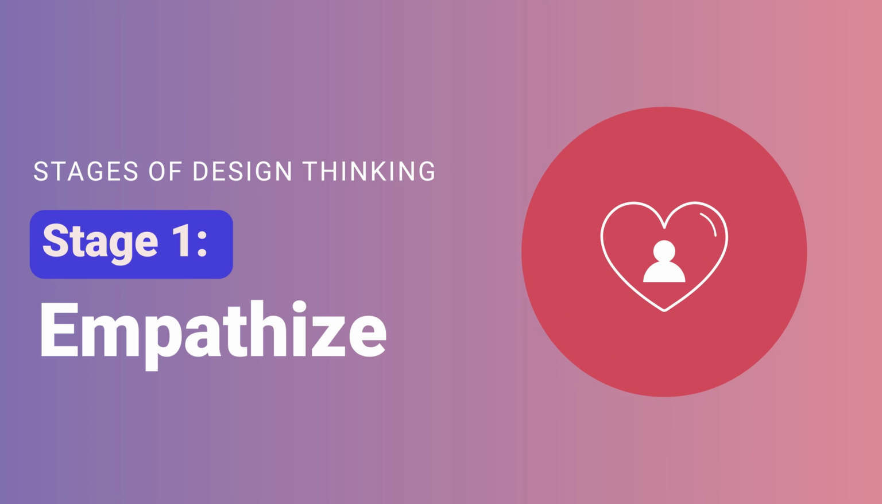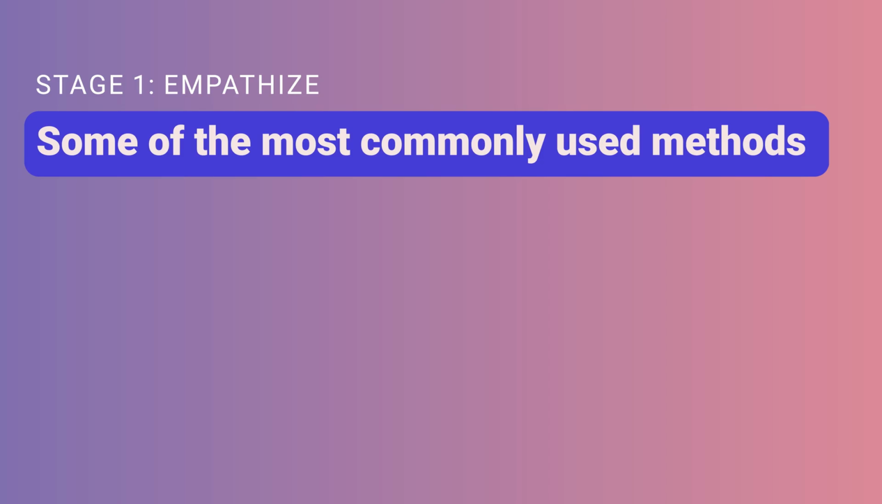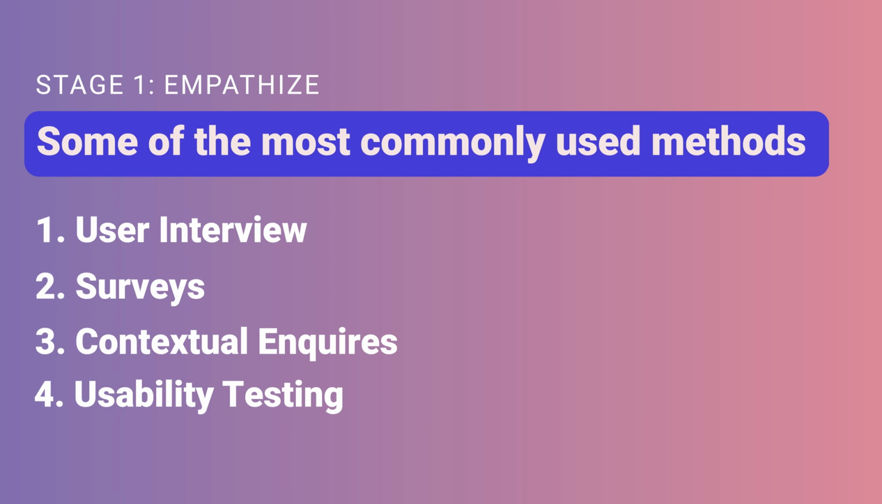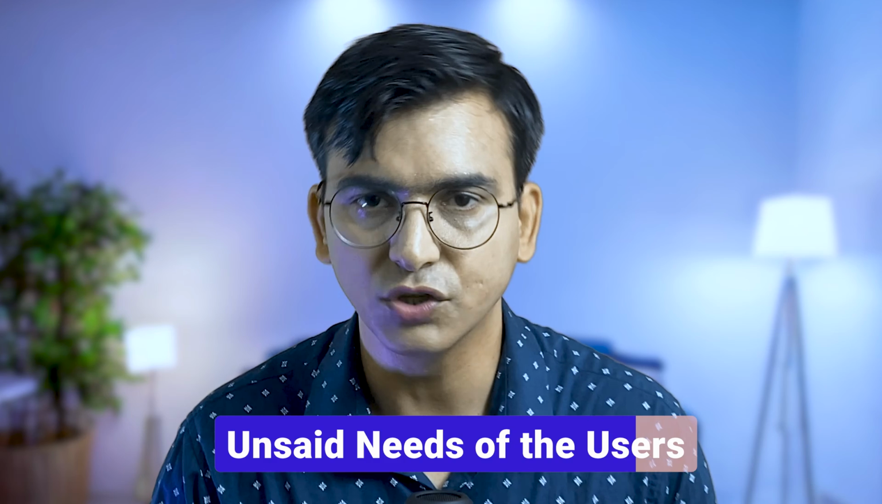Stage 1, empathize. This step is all about empathizing with your user, understanding their pain points, goals, motivations, and behavior. Some of the most commonly used methods in this stage are user interviews, surveys, contextual inquiries, and usability testing. Basically, the core idea here is to understand the unsaid needs of the users.